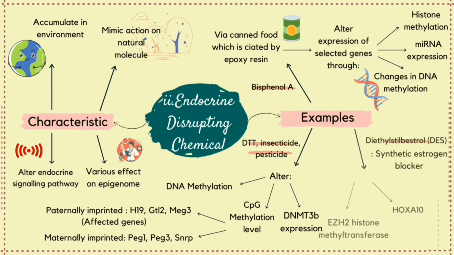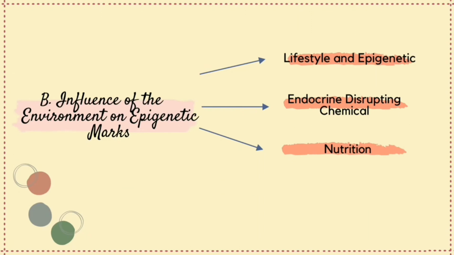Another example of EDC is DES, which is a synthetic estrogen blocker. The in utero exposure to DES was found to alter the expression and methylation of genes which are relevant for certain cancer development.